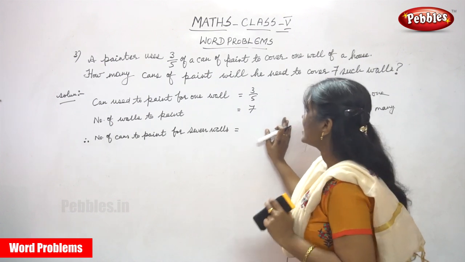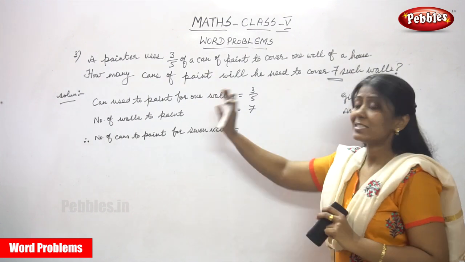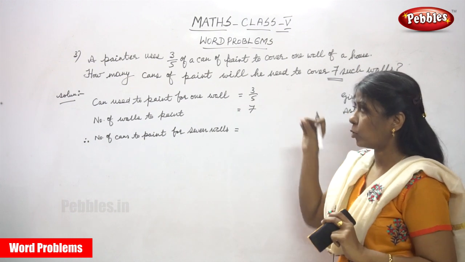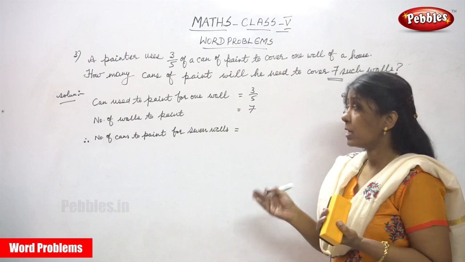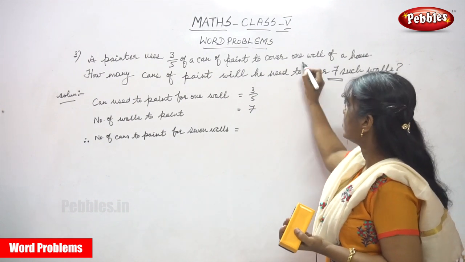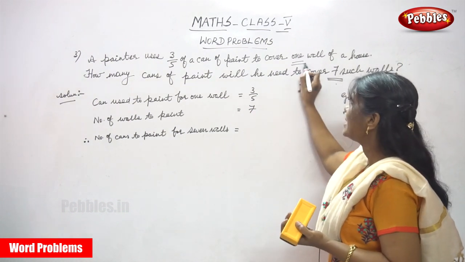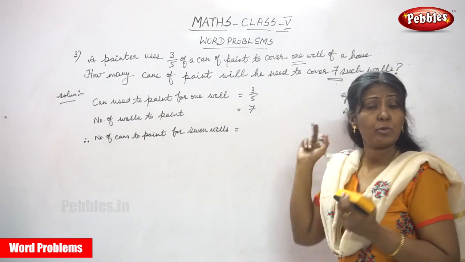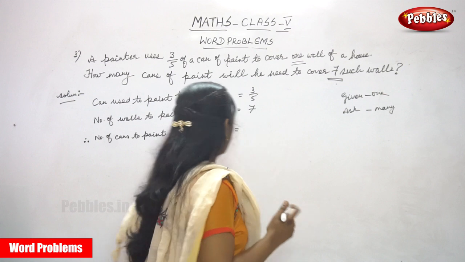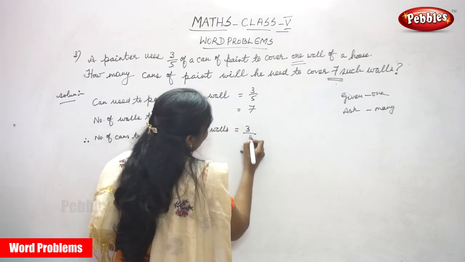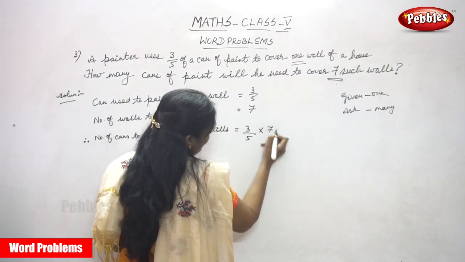So what is the clue? How many cans is it, of course. Addition also sometimes comes, but you have to understand they are given 1, but they asked how many, that is 7. So if they are given 1 and asked many, it is a multiplication. So let's start the sum. So okay, 3 by 5 into 7.